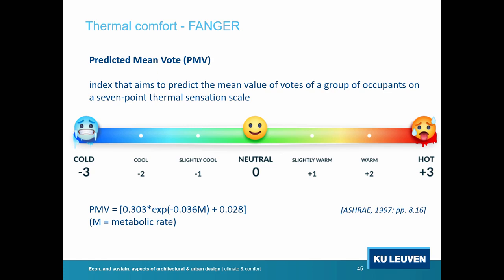So the predicted mean vote, which you see here, is how people predict they will feel. So if they give a number of 0, they feel neutral, not too hot, not too cold. They have to give a number of -3, or the calculation. I go back.